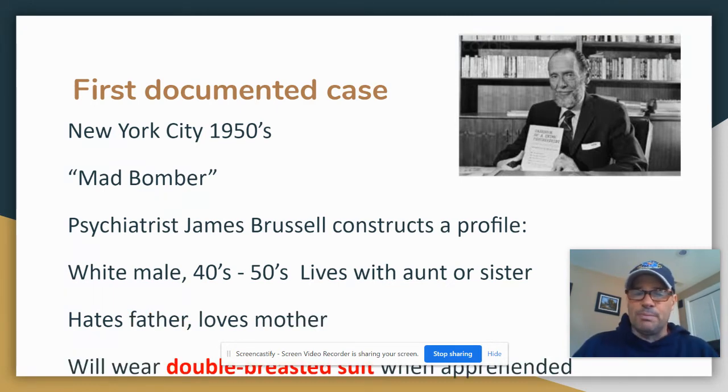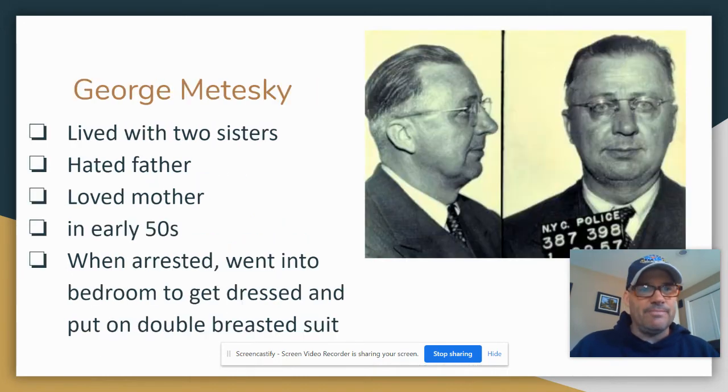He also told the police that when they finally find the guy, he'll be wearing a double-breasted suit when he's apprehended. So he'll be dressed very nicely. And so this is the first profile. Again, the police at first thought, like, what? And then they started actually looking for the guy based on some of the background the psychiatrist James Brussel gave them, and it led to an apprehension.